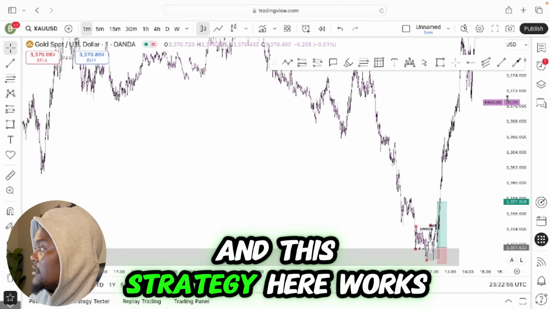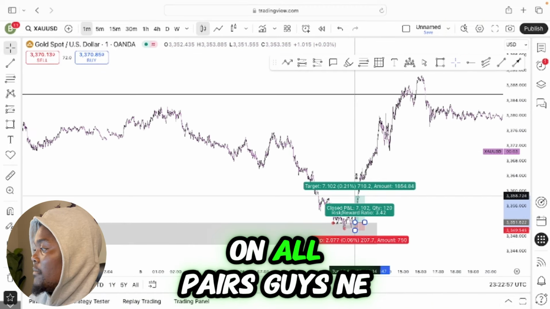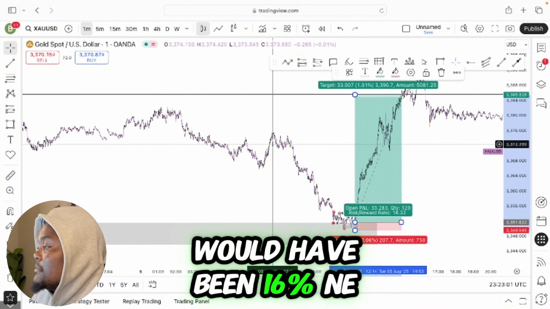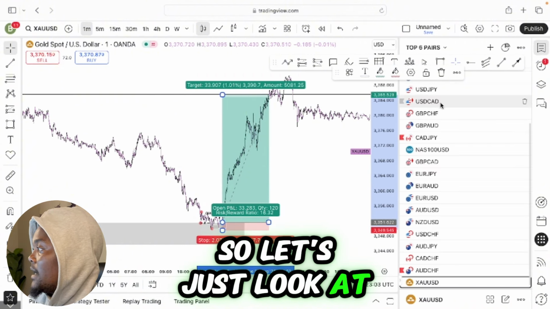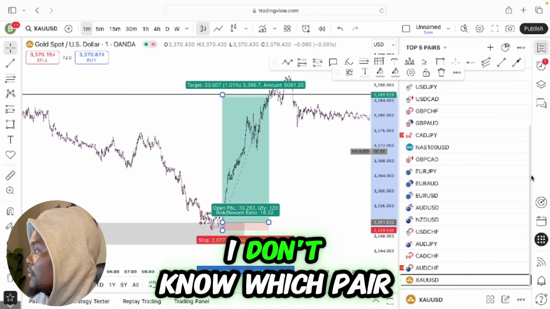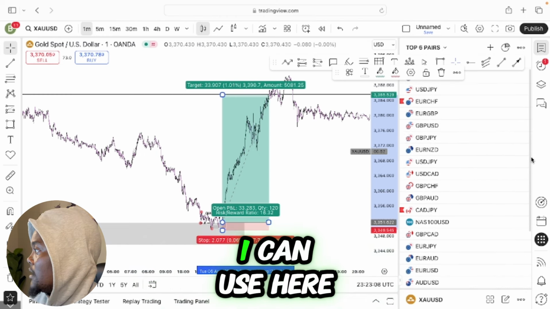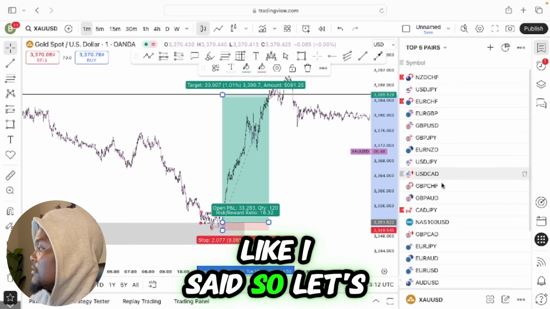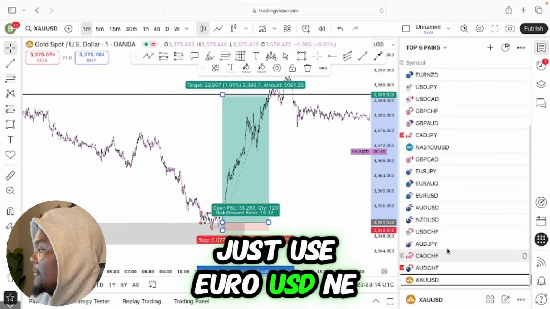Now, the strategy here works on all pairs, guys. All pairs, and then the second entry would have been 16%. So let's just look at another scenario. I don't know which pair I can use here, just because it works on all pairs, like I said. So let's just use EURUSD.